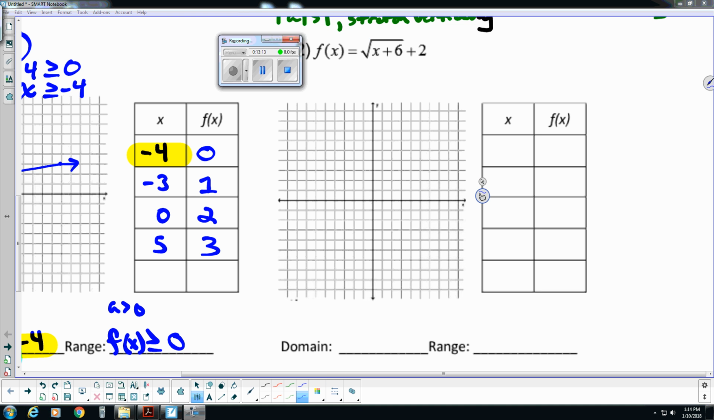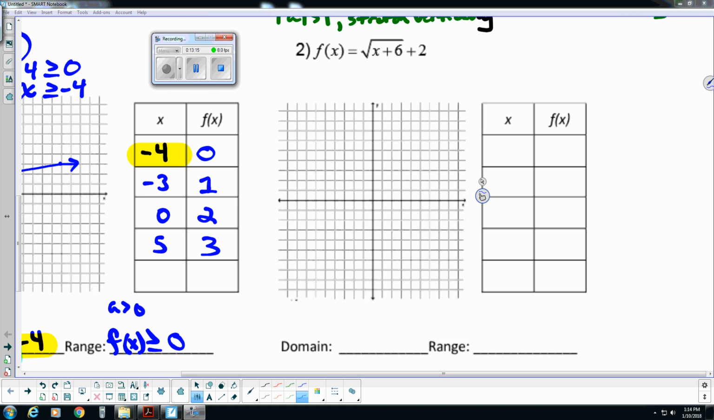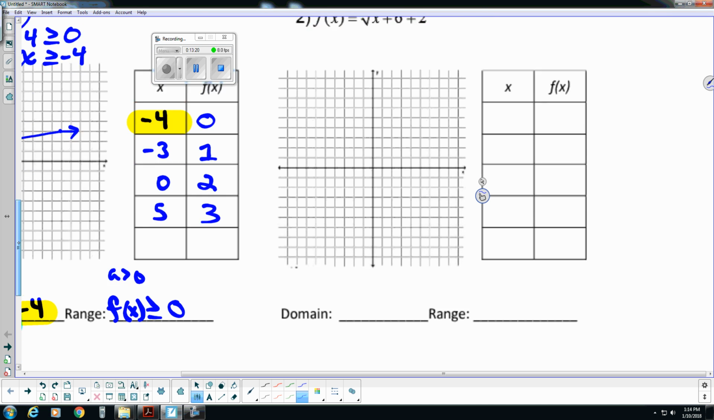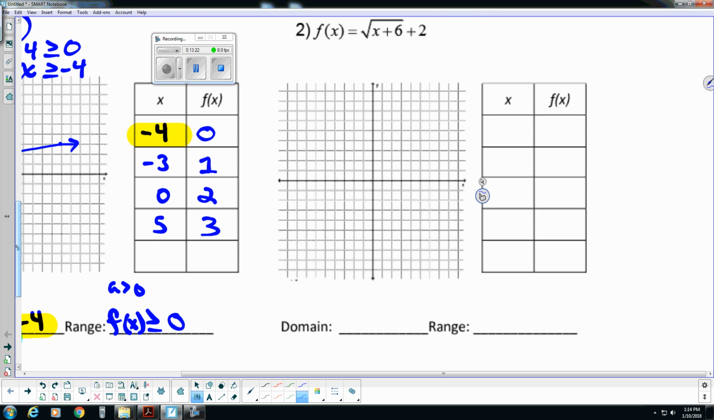Okay, number 2, range. My a value is 1. Remember, there is a 1 right here. h is there, and k is now here. So for my range, a is positive, so f of x is going to be greater than or equal to, and it's always the k value that follows, so f of x is greater than or equal to 2.